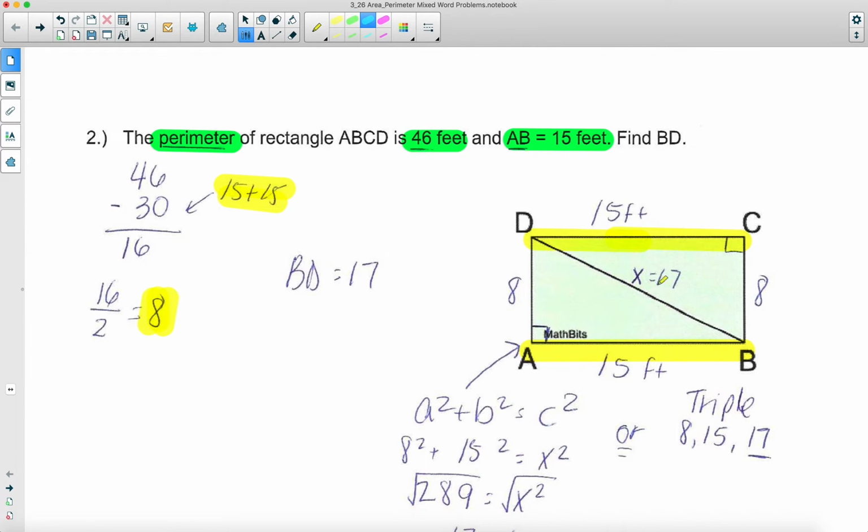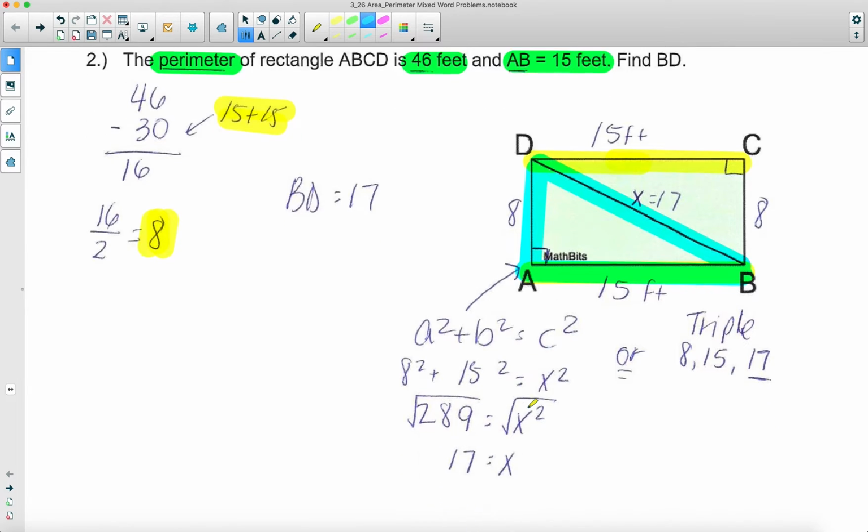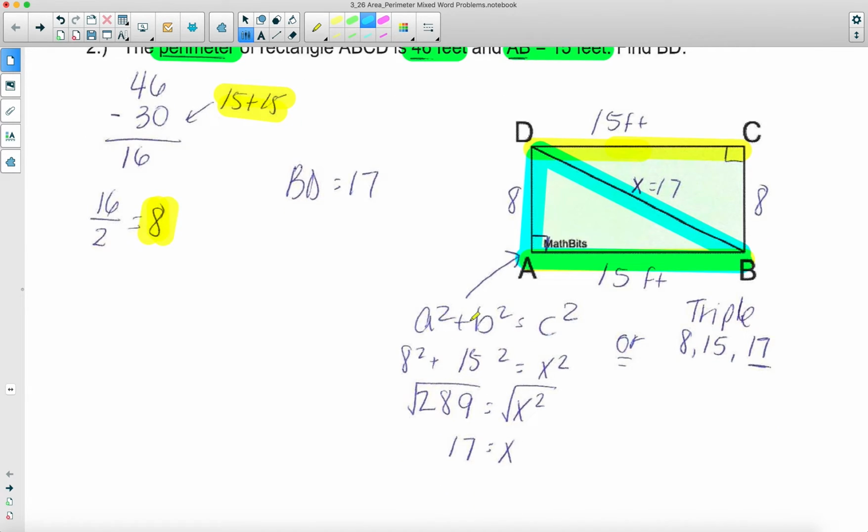Then I focused on finding the length of BD, which is right here. Now I know that this is 15 and this is 8, so I apply the Pythagorean theorem: a squared plus b squared equals c squared. Why? Because it's a right triangle. 1 leg, 2 legs. The side opposite, x, is my hypotenuse. So I have 8 squared plus 15 squared equals x squared. You can see we added these up and I got 289 equals x squared. Then we take the square root to get x by itself.